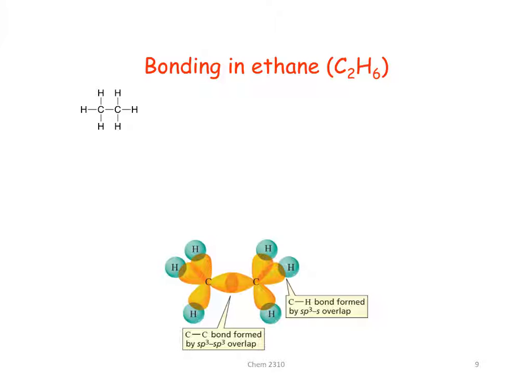And we see that we have one sigma bond formed by 2 sp3 orbitals. Okay, they're overlapping end-on. And then we also have these other sigma bonds formed between the carbon sp3 hybridized orbitals and the hydrogen 1s orbital.